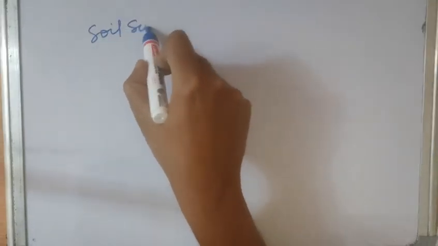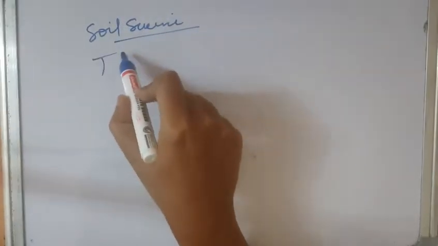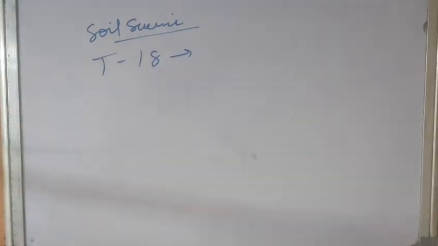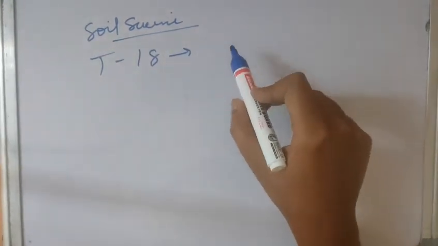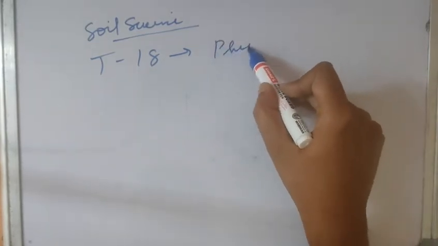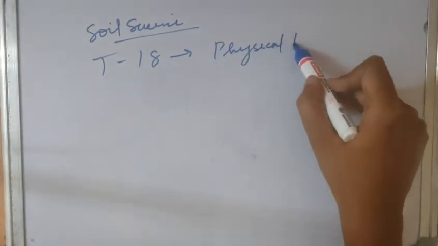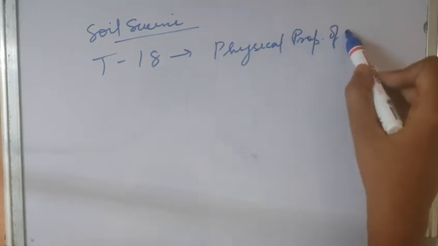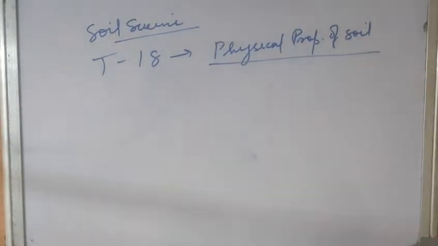So today we have moved to topic 18, and from today we are going to start soil science. Today we are going to do topic 18, that is physical properties of soil. In the next lecture we will do chemical, and then we have to do biological. When we look into the syllabus, we have soil physical, chemical and biological properties. So in subsequent lectures we will discuss all the three properties.